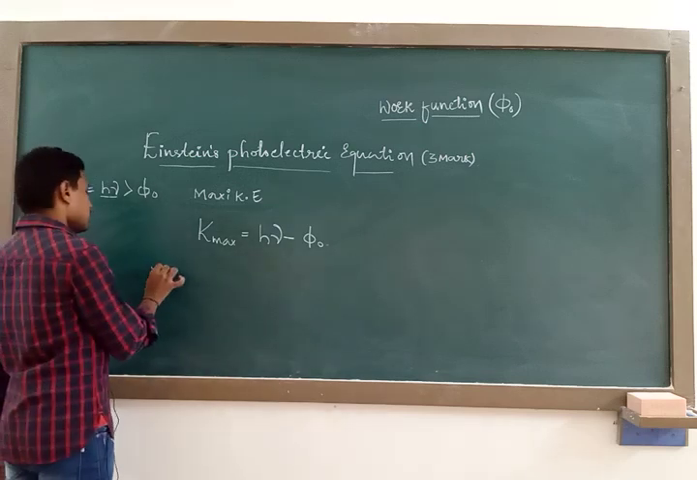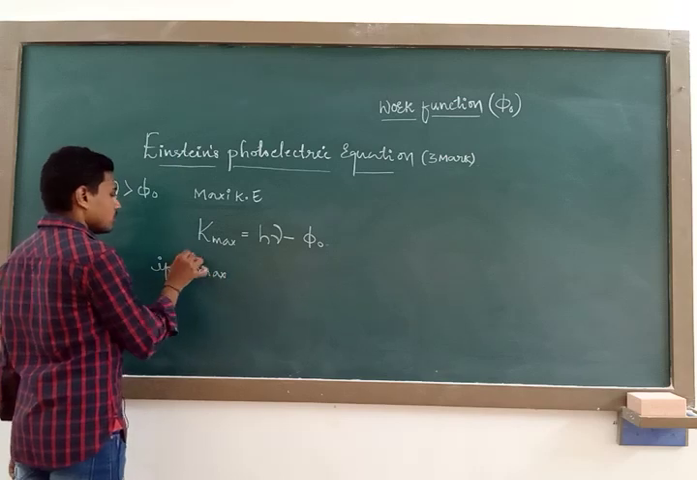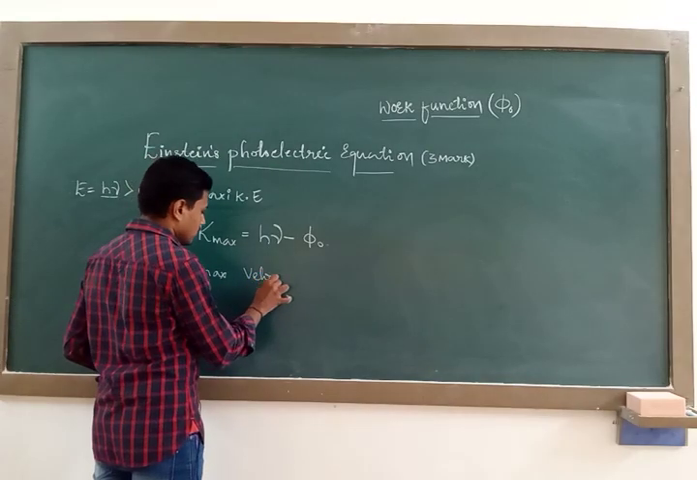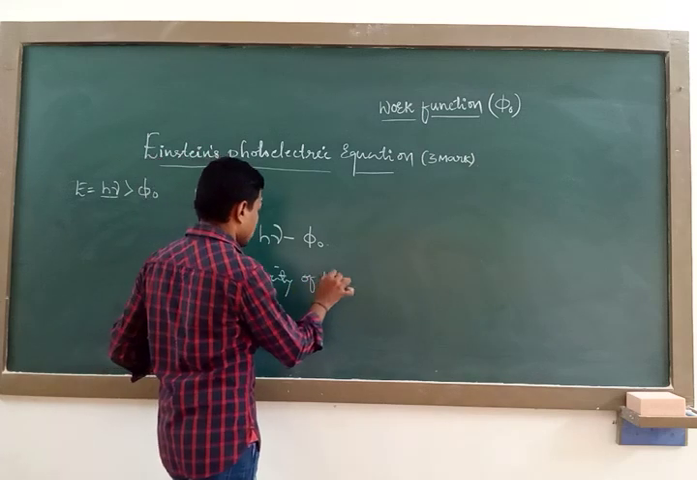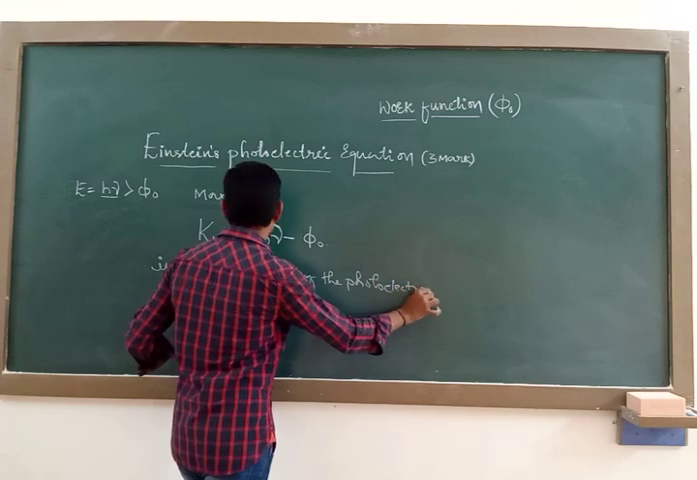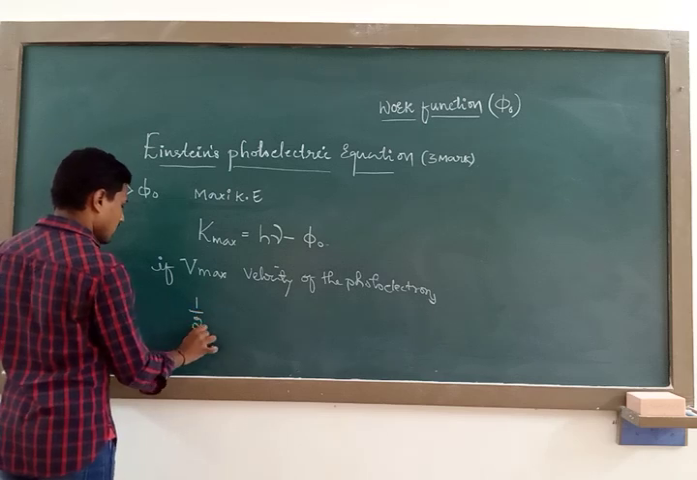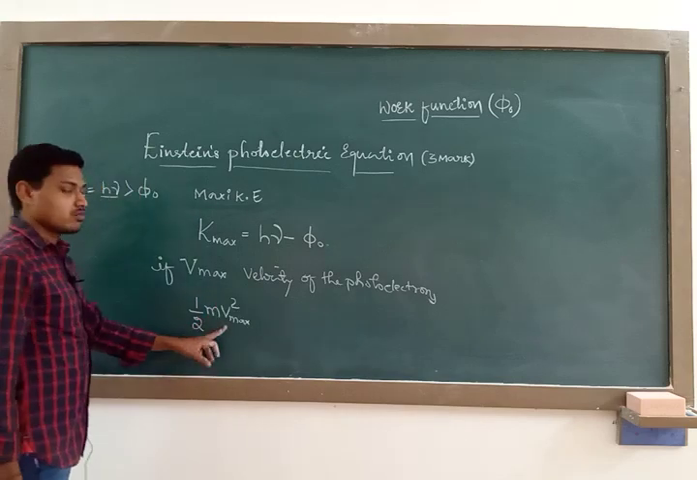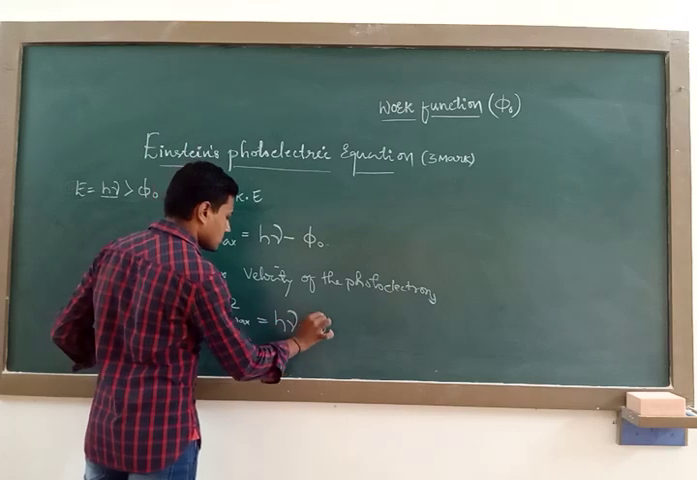Remember, if they are ejected with maximum kinetic energy, they are definitely associated with maximum velocity. If Vmax is the maximum velocity of the photoelectrons, then this equation can be modified. What is the expression for kinetic energy? Half m v squared. So here, half m Vmax squared. Why Vmax squared? Because maximum kinetic energy is equal to h nu minus phi naught.